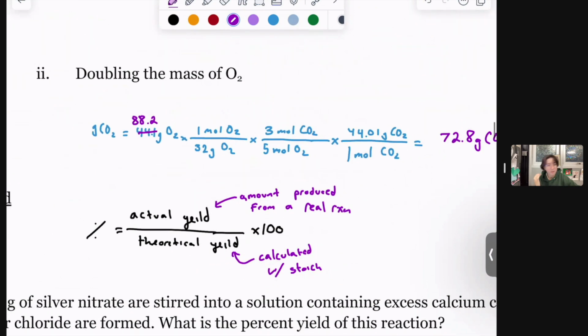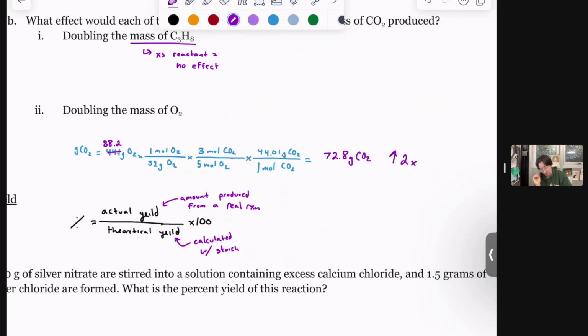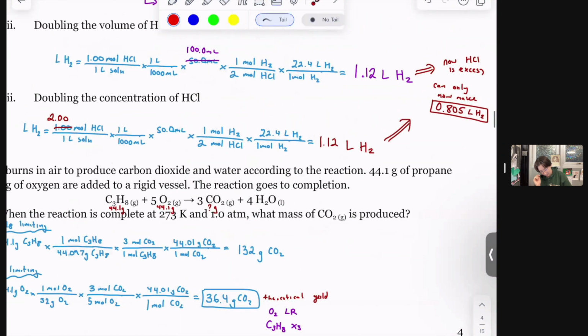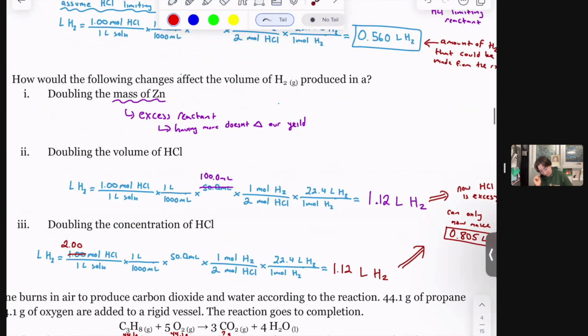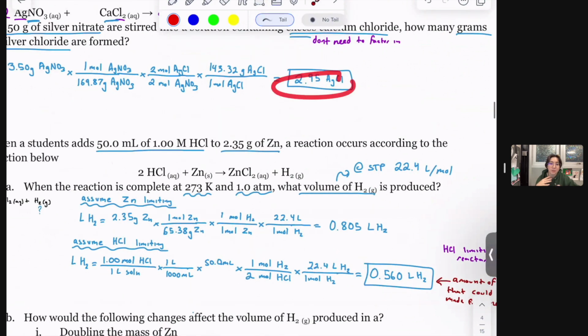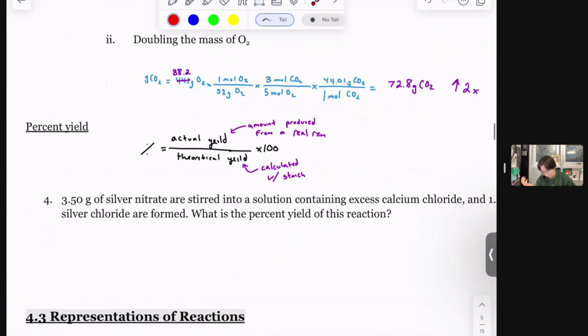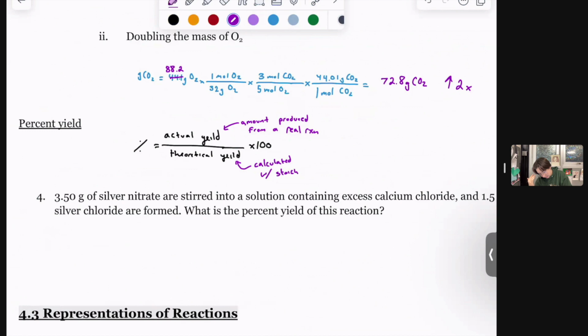Okay. So theoretical yield, all the stuff we've been calculating so far is our theoretical yield. This was our theoretical yield. This was our theoretical yield. So if you just calculate it, that is theoretically how much we can make. But then in reality, we usually don't get to make that much. Neat.